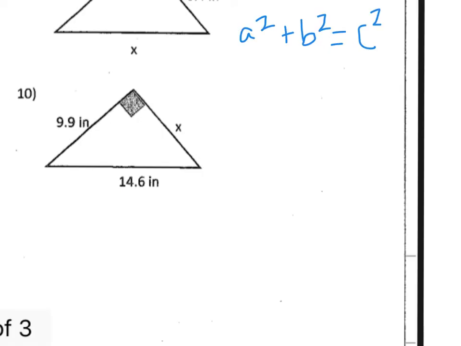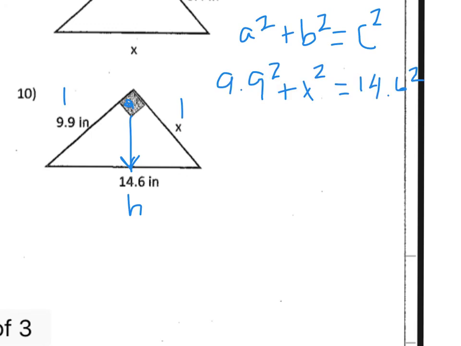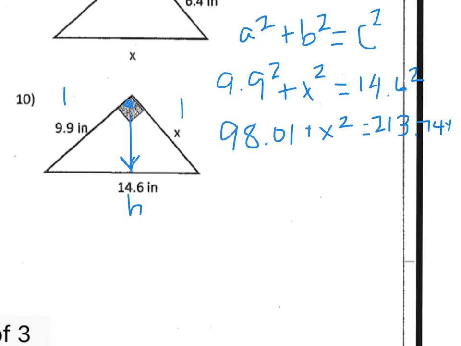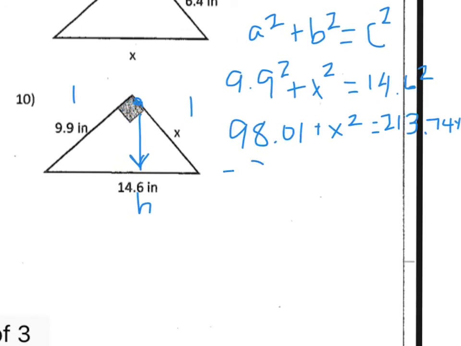Number 10 is also an opportunity for use of the Pythagorean theorem because this triangle is a right triangle based on that symbol right there. So this one is directly across from the right angle. So this is our hypotenuse. This is a leg, and this is a leg. So this time we're solving for a missing leg. So I'm going to set that up. Okay, I've set it up, and now I'm just going to square each of the numbers. Okay, and now I need to subtract this 98.01 from this side. And what I do to that side, I have to do to this side, so it cancels over there. But I'm also going to subtract 98.01 from this 213.